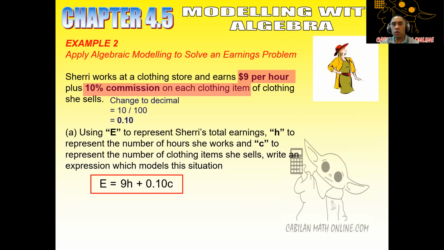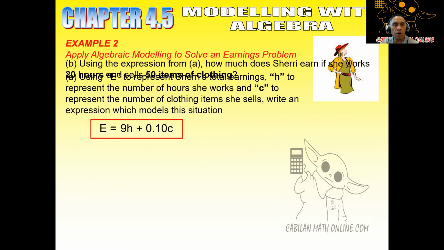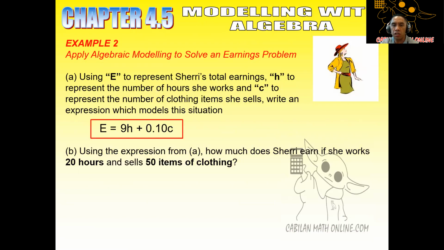Now, for the next 3 questions, we're going to use that one expression and then solve for the different variables which make up that expression. So that's why for the next question here, we're always going to start off by writing down the expression and figure out what variables we will be replacing with what numbers. So start off with the first one here. It says using the expression from A, which is that, how much does Sherry earn if she works 20 hours and sells 50 items of clothing?